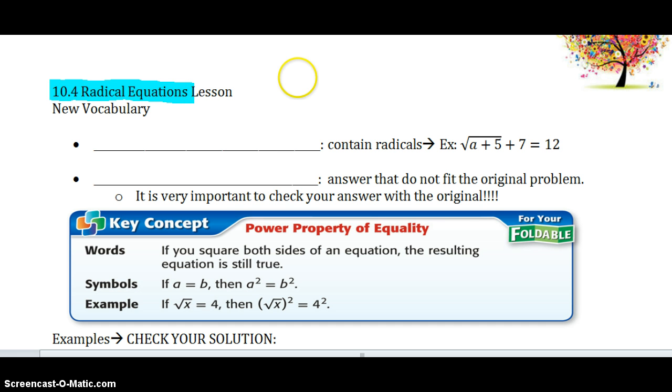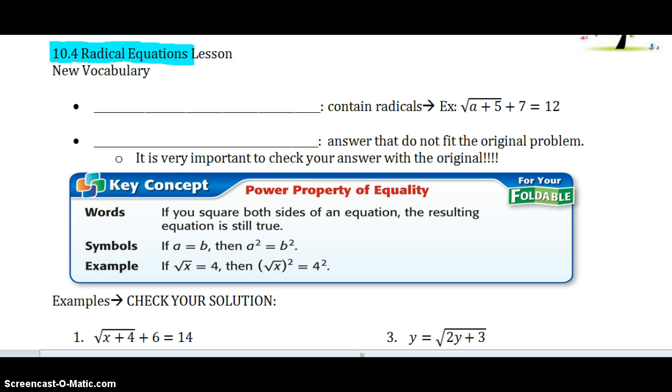expressions. Now, what makes the difference between an expression and an equation? I think we all know the answer to that. It's an equal sign. So radical equations are equations, and to be an equation, you have to have an equal sign. So equations that contain a radical. So if you have an equation with a radical, we call that a radical equation.